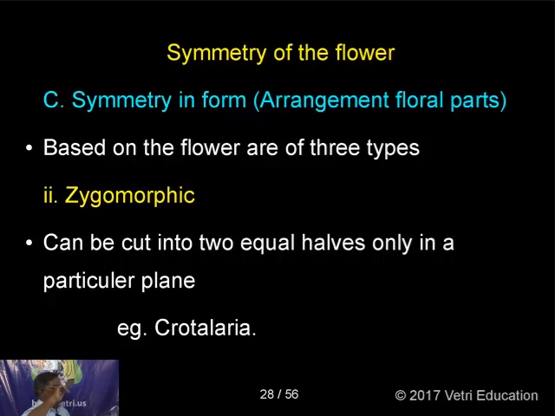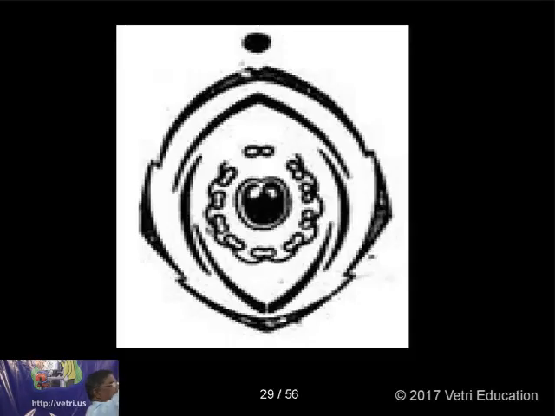The second one is called the zygomorphic condition. You can cut 2 equal halves only in a particular direction. You can get 2 halves, but not in all directions. It is called zygomorphic. Example, crotalaria and clitoria. You see here, a floral diagram is given. If you cut like this, this is a special type of corolla that will go to one side. So if you cut like this only, you will get 2 equal halves. This is called the zygomorphic condition.